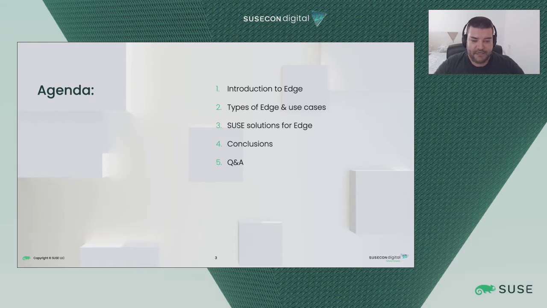So let's get started. First of all, we'll be covering a small introduction to Edge. Then we talk about types of Edge or the different qualification use cases. We'll be introducing and focusing on one concrete use case. Once we introduce the use cases, we will talk about how SUSE can help you in your Edge journey, and we will speak about the conclusions about all this talk and the edge landscape. And last but not least, you will have some time for Q&A.